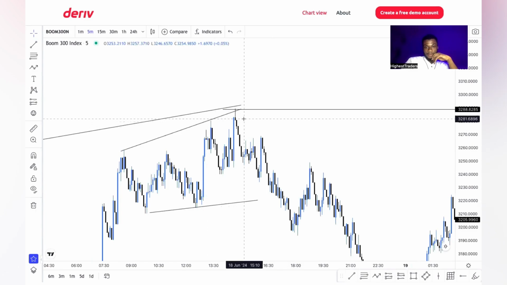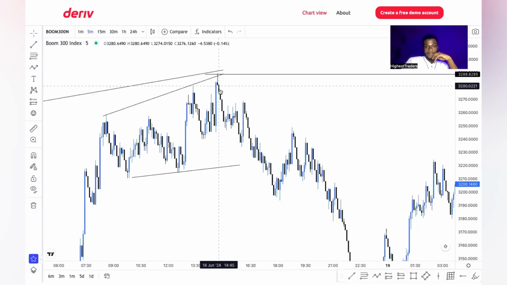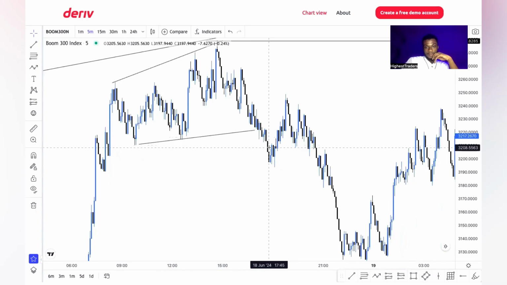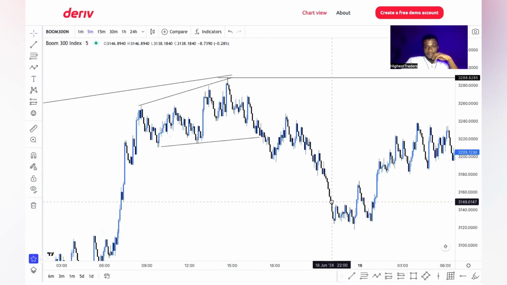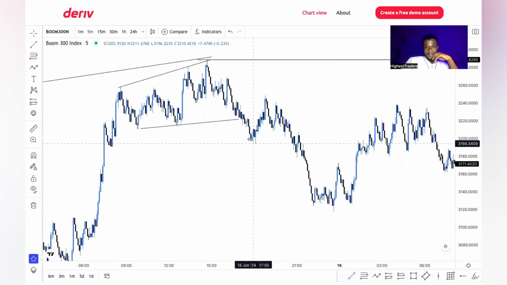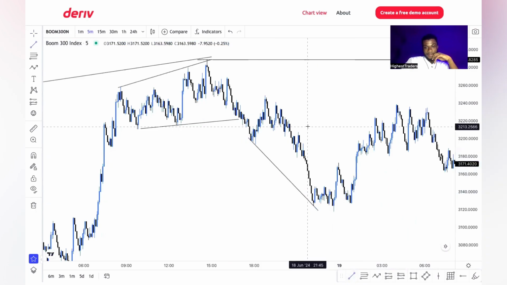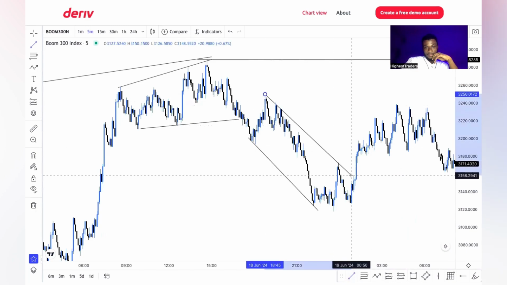So price took liquidity, for those who trade support and resistance, right? Price took liquidity here. Then we had a significant drop, breaking through this particular pattern. So we broke through our trend line and then created another price pattern right here. So this is 1 and 2, connecting this. Then this is 1 and 2, connecting this.